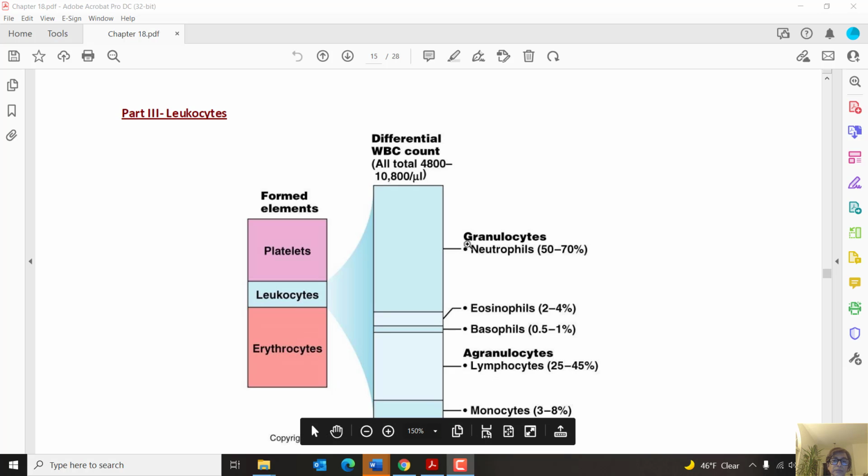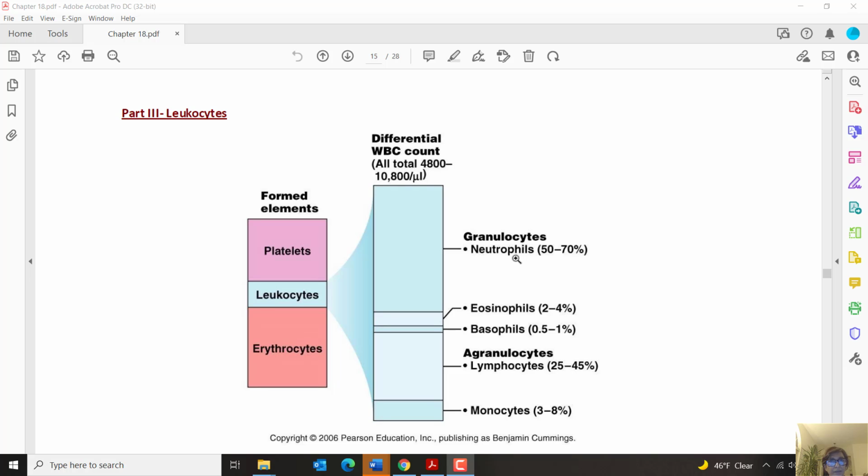Cells with granules, right? Those are granulocytes. There are 3 kinds: neutrophils, eosinophils, and basophils. Neutrophils are the most abundant of the leukocytes. About 50 to 70% of the white blood cells are neutrophils.